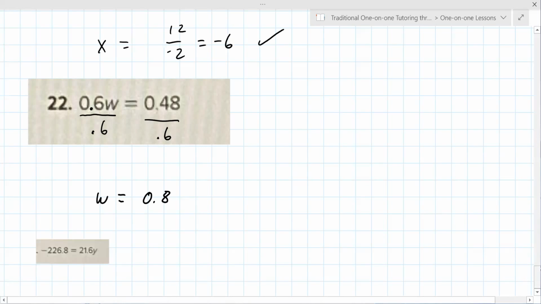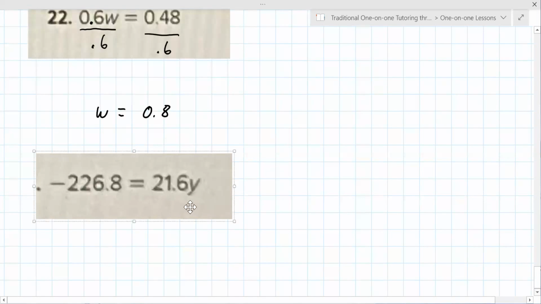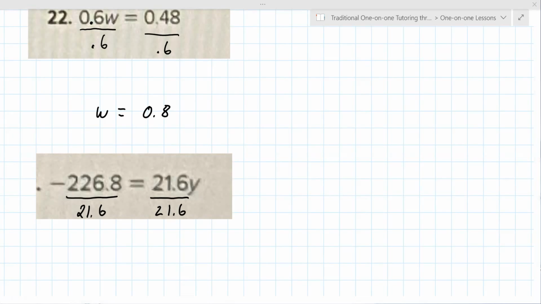23 is similar. This time the variable's on the right. So what do you divide both sides by? 21.6. And believe it or not, it does go into that number. I mean, it doesn't look like it, but it does. Definitely want to grab a calculator. The negative comes down with it. Is it -10.5? It is. So -10.5 equals y. Yes.